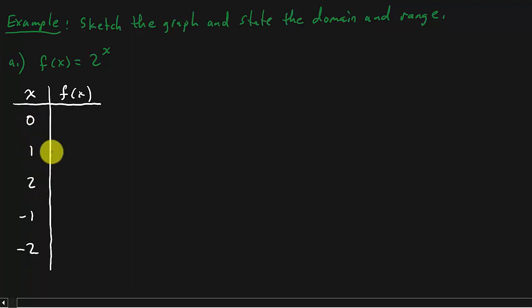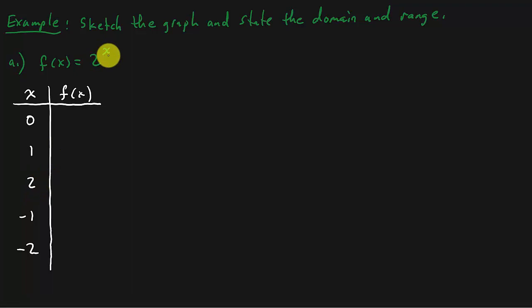Now, if you wanted to, you could choose 1 and you could choose 5. But just think about it. What's 2 to the 5th? That's 32. So then you would have to plot the point 5, 32. You see, the numbers can get big really quick. So you want to try to choose the smallest numbers you can.